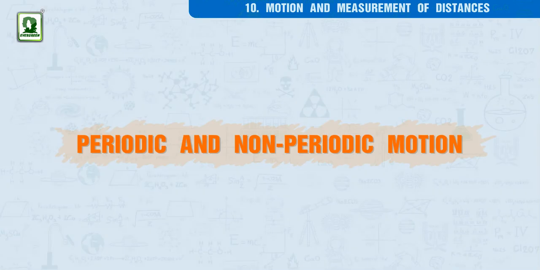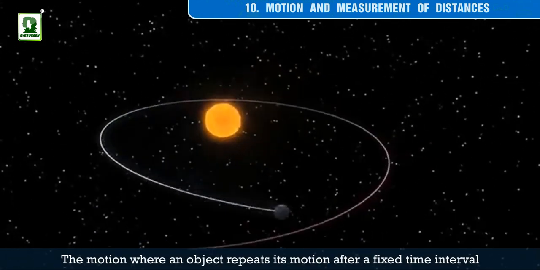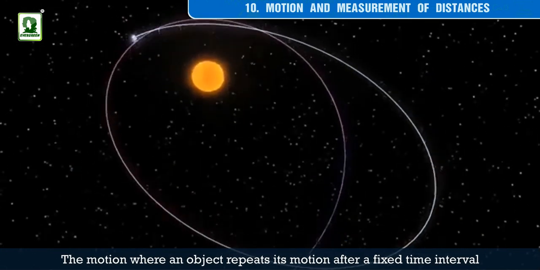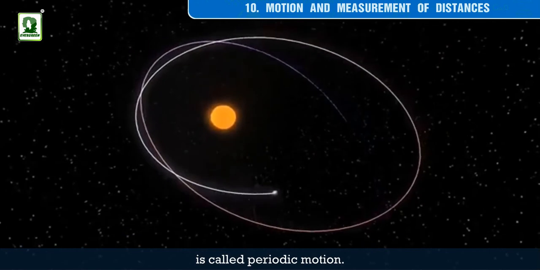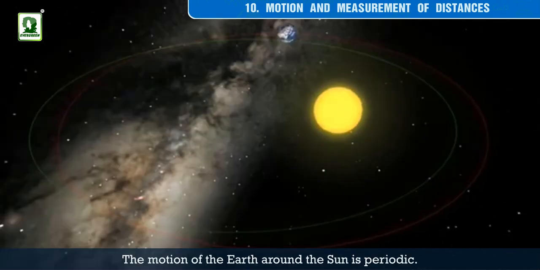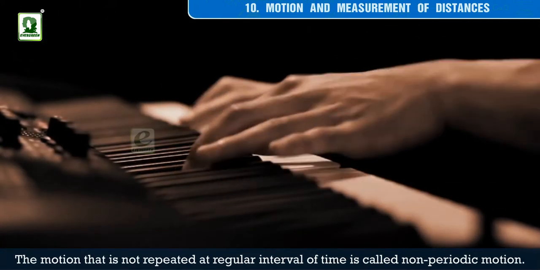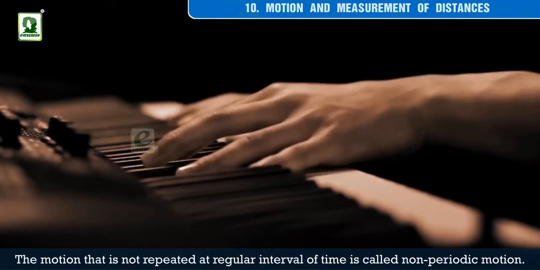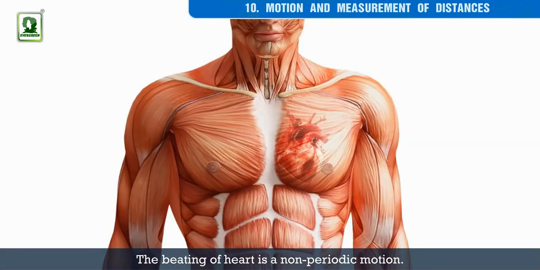Periodic and non-periodic motion. The motion where an object repeats its motion after a fixed time interval is called periodic motion. The motion of the Earth around the Sun is periodic. The motion that is not repeated at regular intervals of time is called non-periodic motion. The beating of heart is a non-periodic motion.